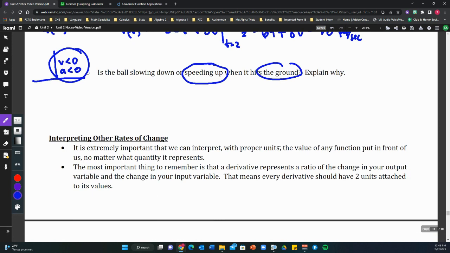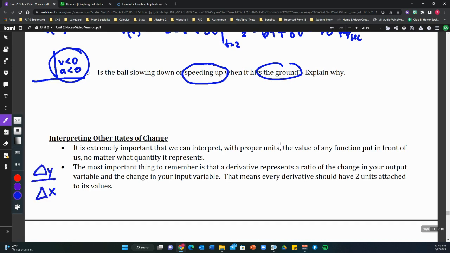All right. So then the last little bit, just a heads up as we go through this process and we start to look at more real life quantities. It's really important for us that we can interpret with proper units the value of any function put in front of us, no matter what quantity it represents. And the most important thing to remember is that a derivative represents the ratio of the change in your output variable and the change in your input variable.